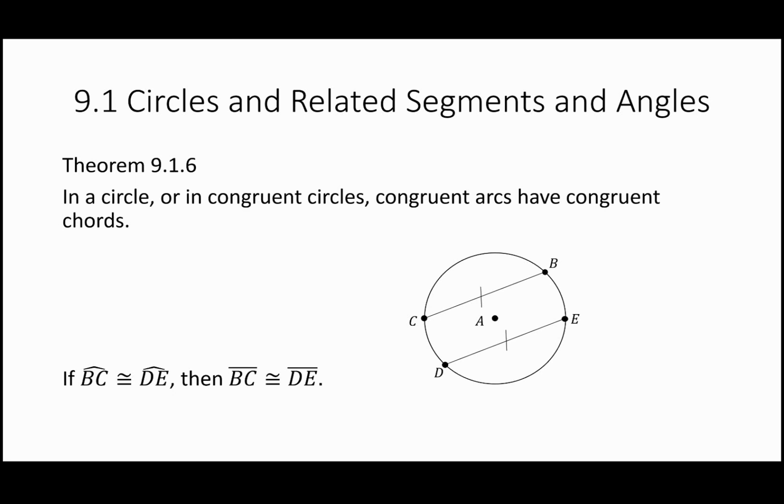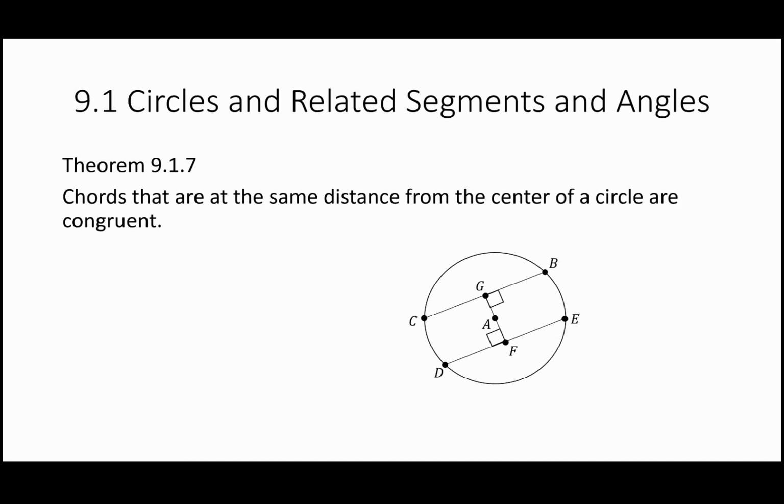Okay, moving on. There's so many here, and a lot of them have a converse counterpart to them. And I believe this theorem is no different. So the next one after this, I believe, will be the converse. But here it is. Chords that are at the same distance from the center of the circle are congruent.